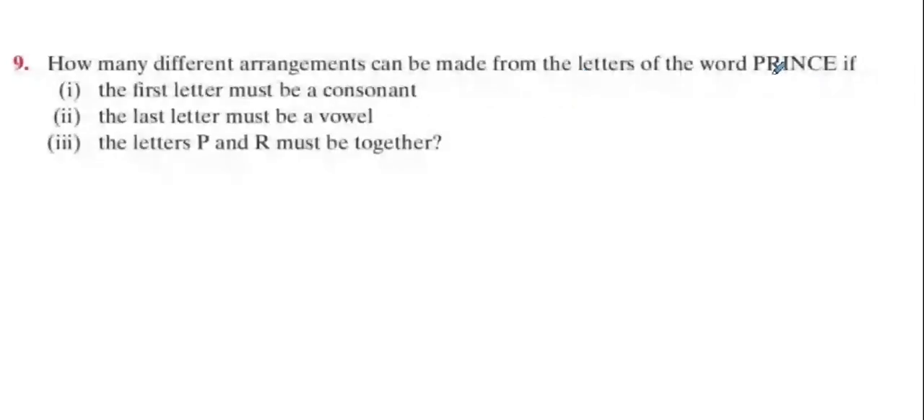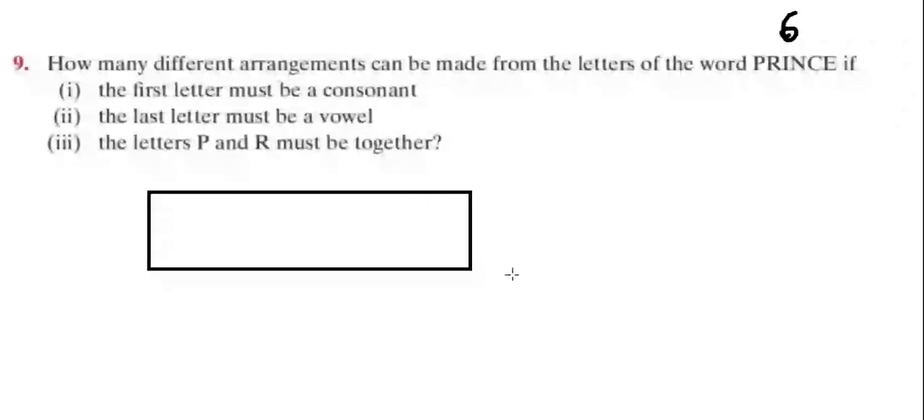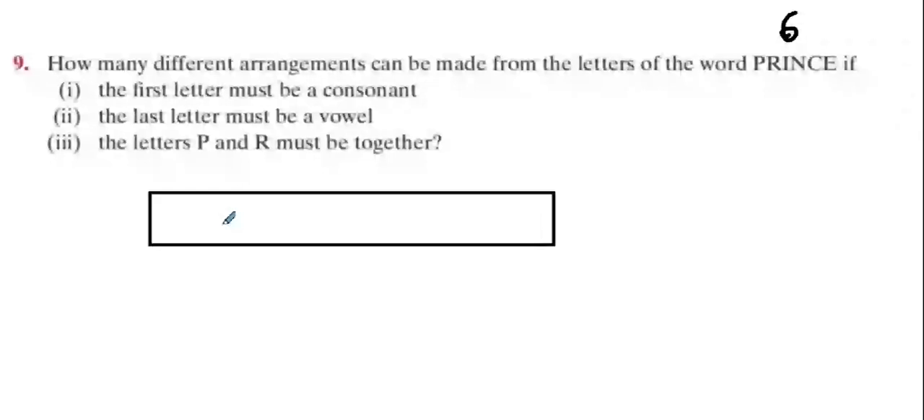Arrangements of the word PRINCE. 1, 2, 3, 4, 5, 6: 6 letters. The first letter must be a consonant. So I'm just going to draw my boxes again. How many consonants do I have? 4 consonants. Okay, so a choice of 4 for the first box.